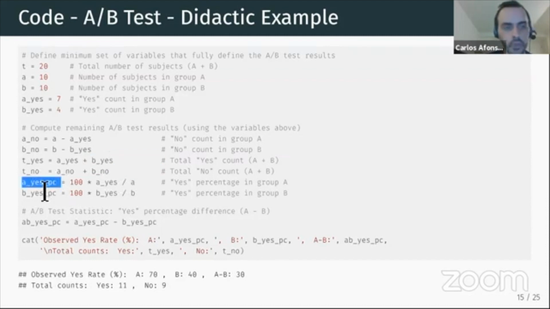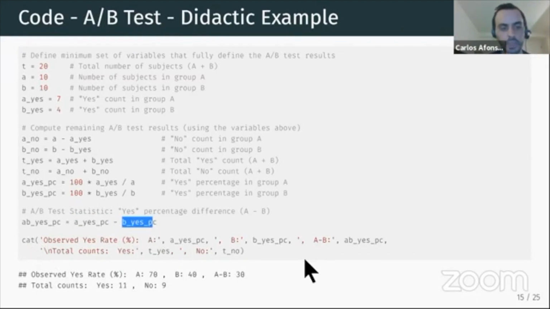And if you want the percentage of yeses in A, we compute that as the ratio of all the yeses in A divided by the total number of subjects in A, multiplied by 100 to get the percentage. The same for B. And then we can compute our test statistic, which is the difference between A and B in terms of the difference in the yes percent rate. So we can compute that as the A yes percent rate minus the B yes percent rate.